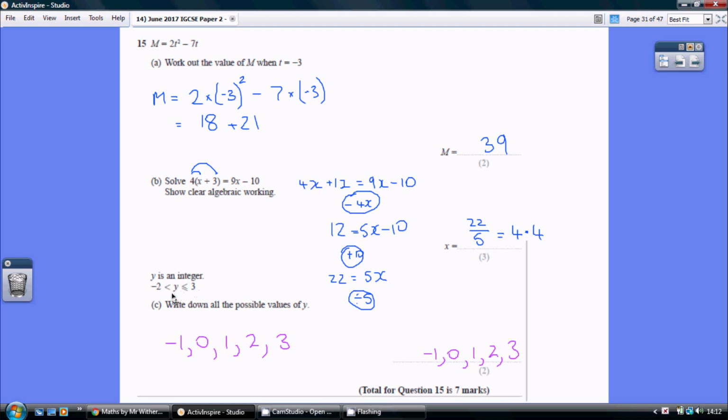So what values are greater than -2? Well, that's -1, 0, 1, etc. And what's less than or equal to 3? Well, that includes the 3, so that's 3, 2, 1, etc. So the values we need to include are -1, 0, 1, 2, and 3.